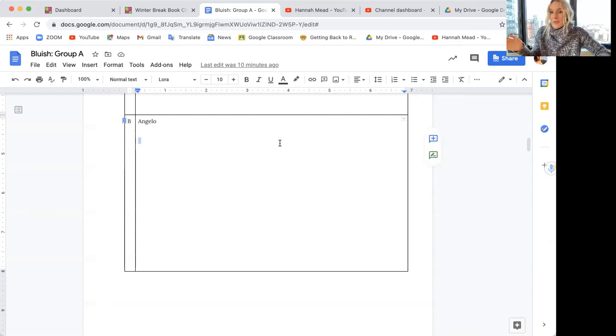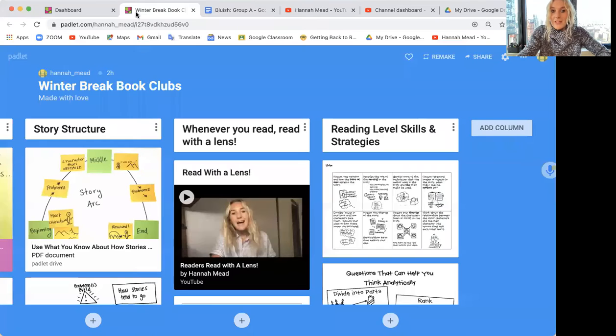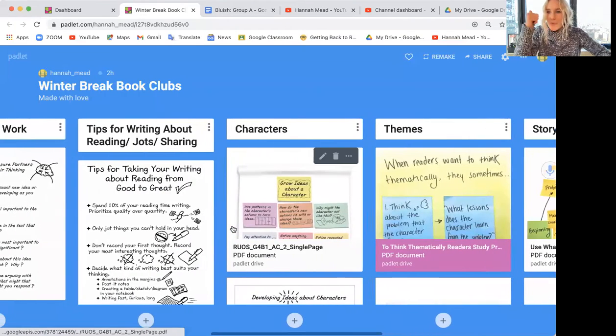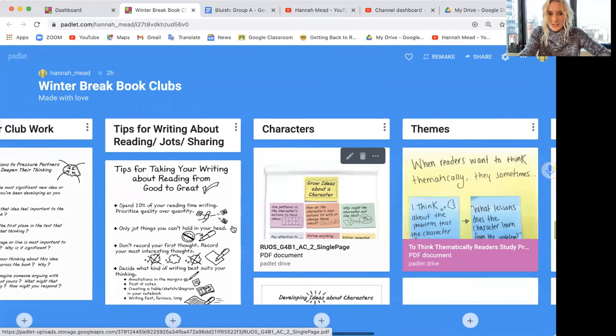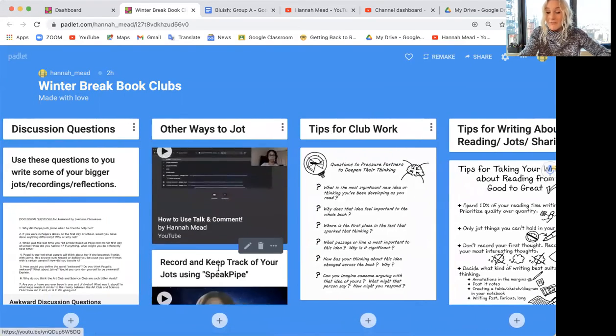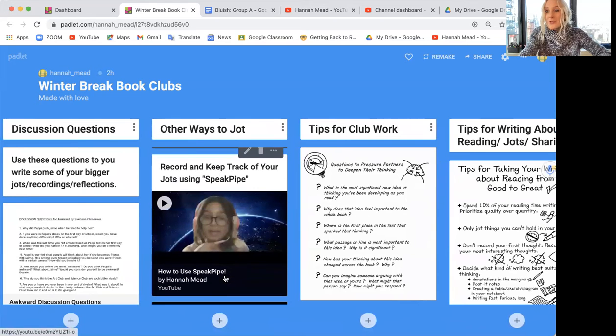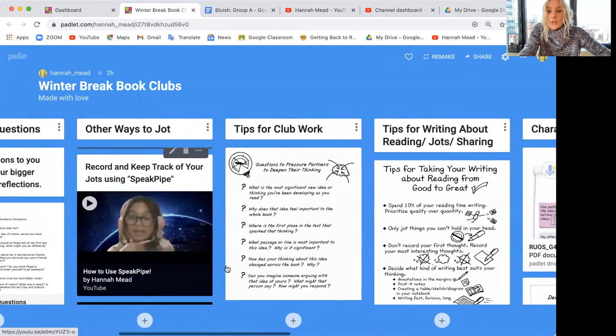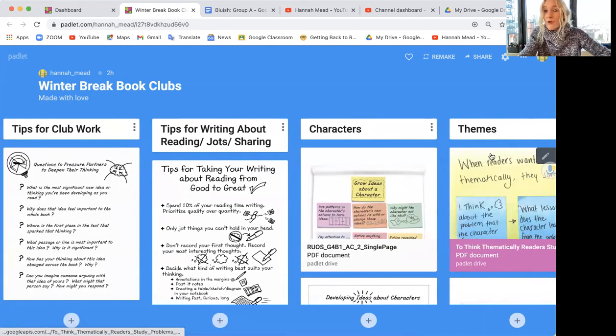Okay. So remember that you can use the Padlet to learn how to use that talk and comment feature, which I can't really show you, unfortunately, so well in this Zoom. It's kind of blocked for me, but you can watch Evinia teach it to you. You can watch Aaliyah teach you how to do SpeakPipe. You can use this whole Padlet for all of your questions, really.